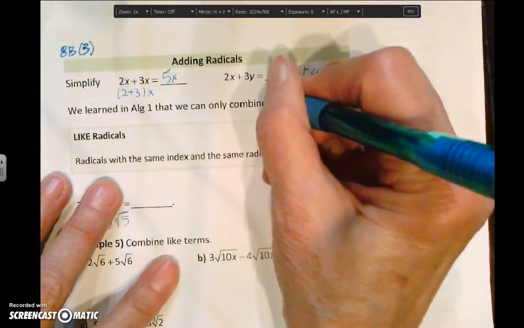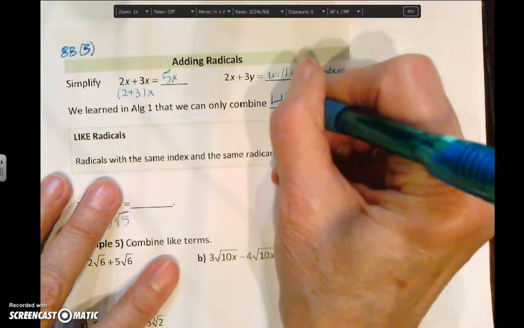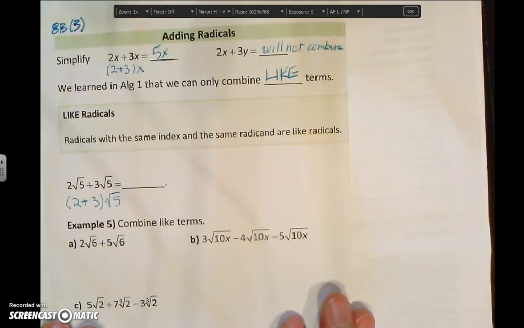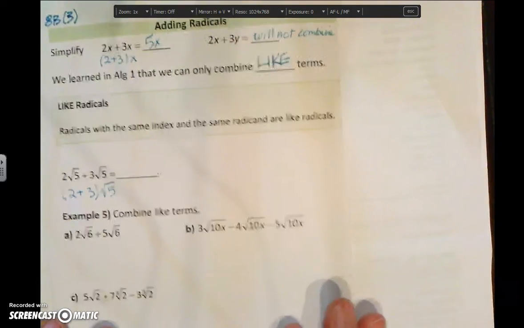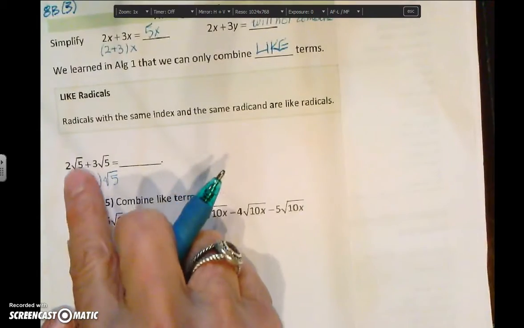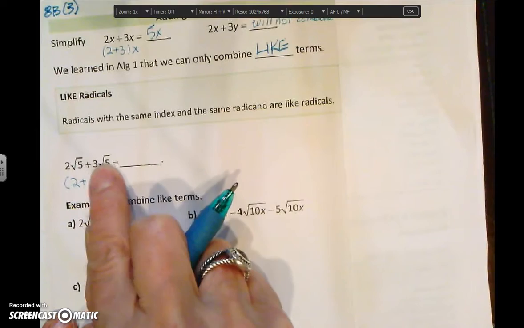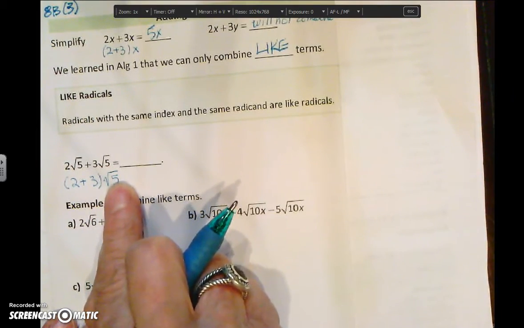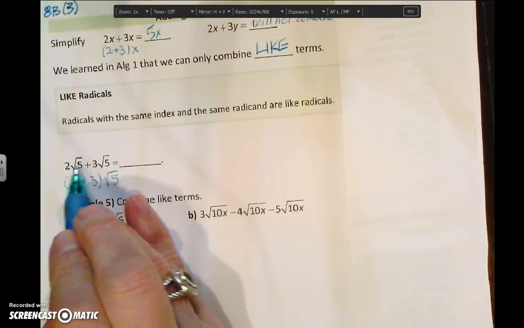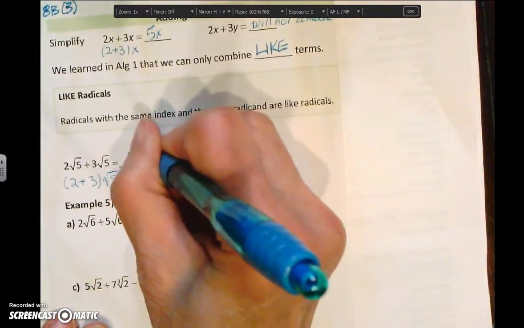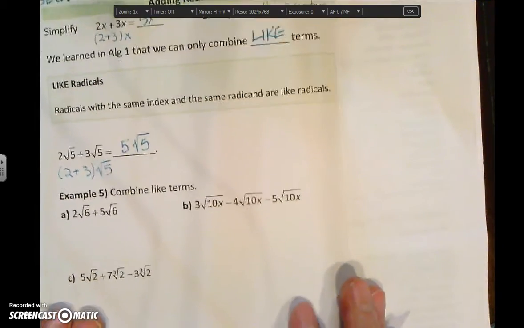So we learned in Algebra 1 that we can only combine like terms. So like radicals are radicals with the same index and the same radicand. Exactly. So we're going to look for that when we add them. So here, the radical here is the square root of 5 and the square root of 5. So again, I can factor that square root of 5 out. When I remove it, that leaves me with 2 plus 3, and so this is going to be 5, and then radical 5 when we do that.